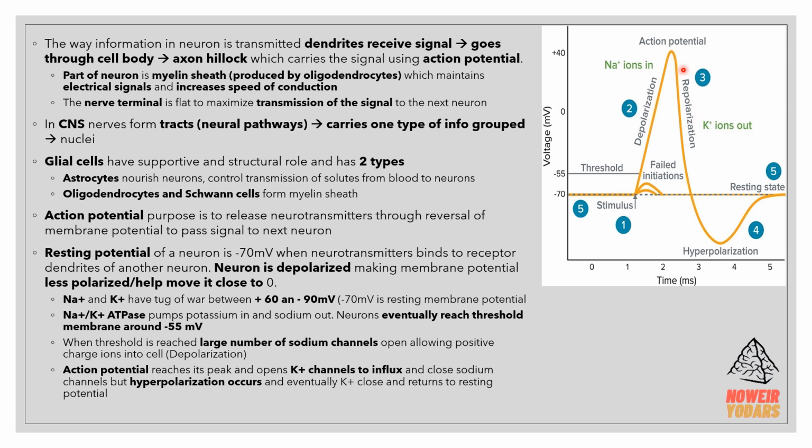Sometimes a hyperpolarization occurs. Hyperpolarization means that there's too much potassium that's being influxed into the cell. But then eventually the K plus channels close and return to resting potential, which is, like we said, -70.